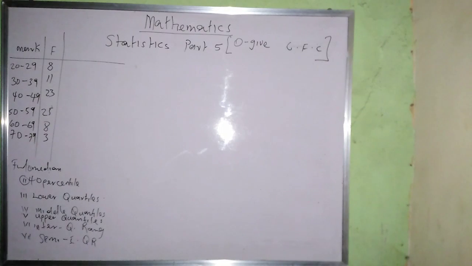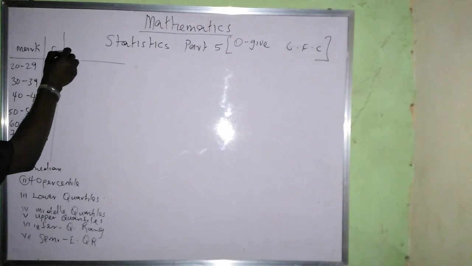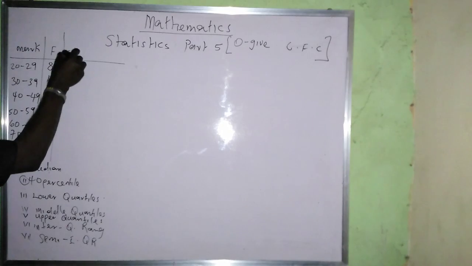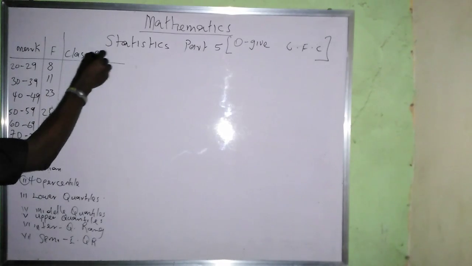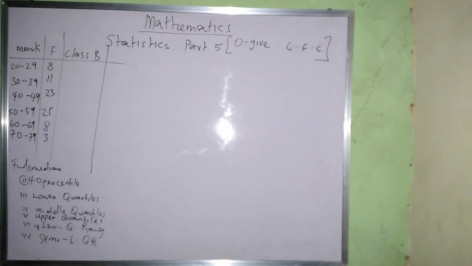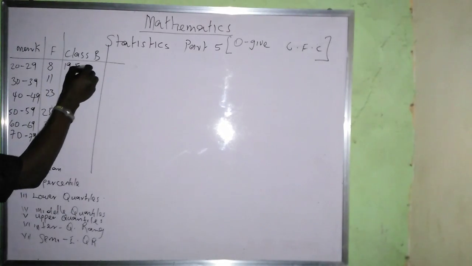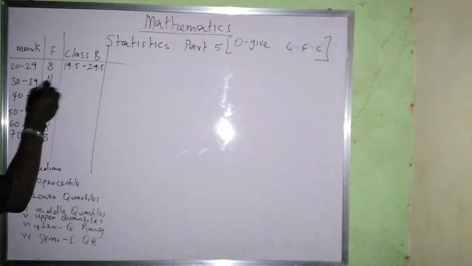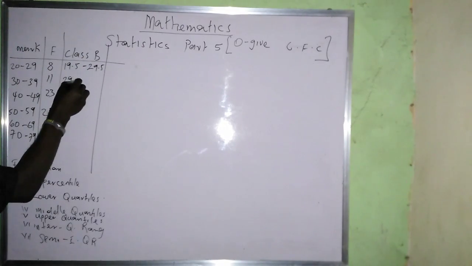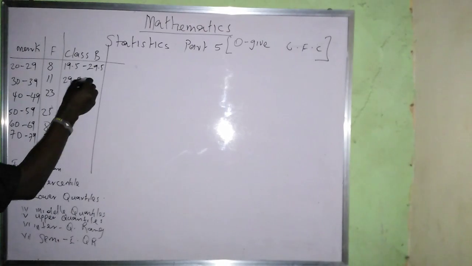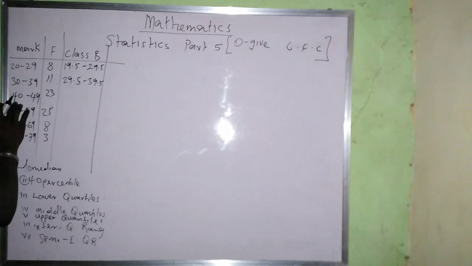Now, the first thing to achieve my OGIF graph, I need my cumulative frequency, and also I need my class boundary. That is what I will use, the upper class boundary. Now, in getting my class boundary, this one will be 19.5 to 29.5. This one will be 29.5 to 39.5. I think we have done that.